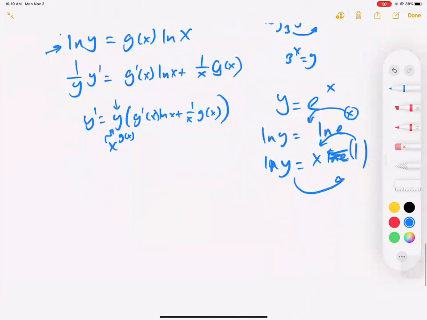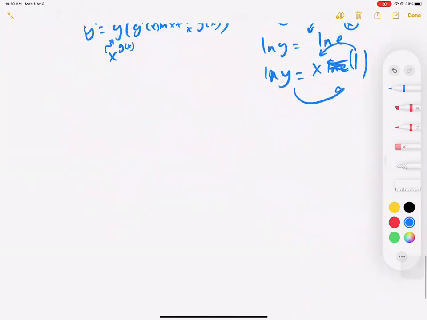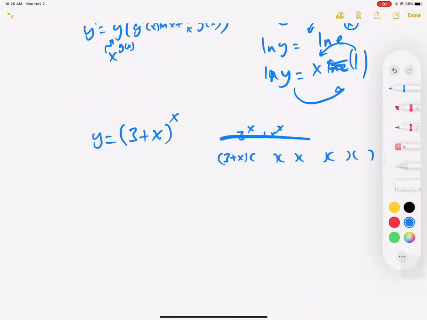Okay, let's look at another one. Something kind of weird. Let's do y is equal to 3 plus x to the x power. Oh, Mr. Code, you can separate the x's, you know? Yeah. No, don't do that. Okay. Remember what this means is you are multiplying 3 plus x over and over and over and over as many times as I desire, which would be terrible.